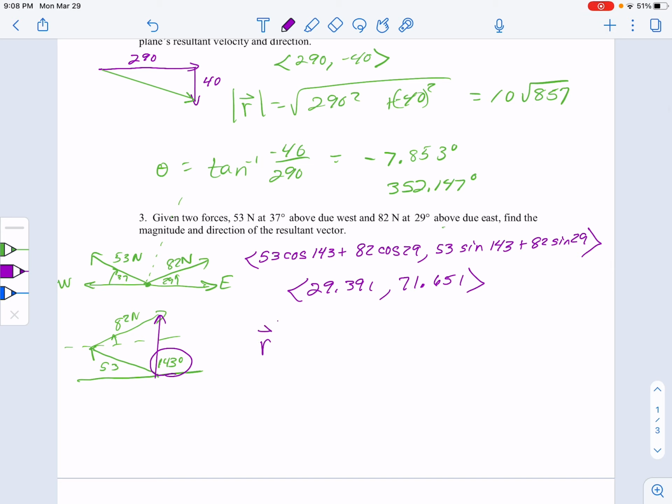Magnitude, absolute value signs, 29.391 squared plus 71.651 squared. Take the square root.